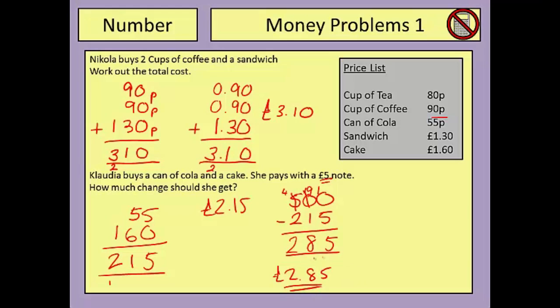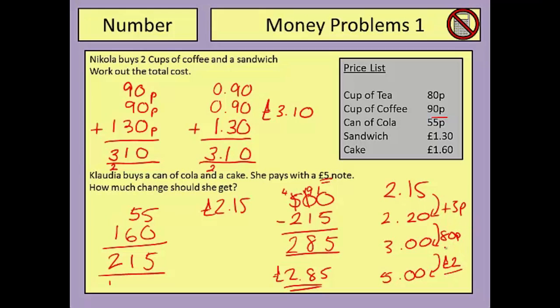Now the second way of having a go at this is by considering if Claudia's total comes to £2.15, then an extra 5p takes it to £2.20, and then an extra 80p takes this total to £3, and then from here an extra £2 takes it all the way back up to the £5 note that she started with. So in total I can see here the change is £2.85, which was the same answer I got here.